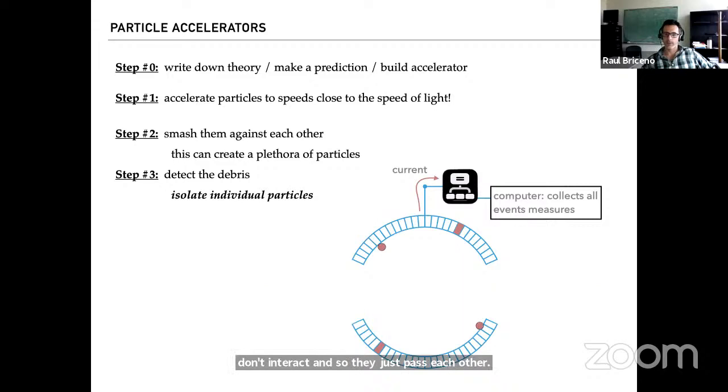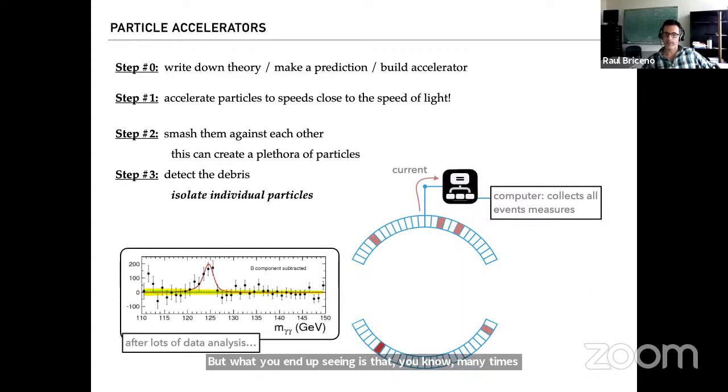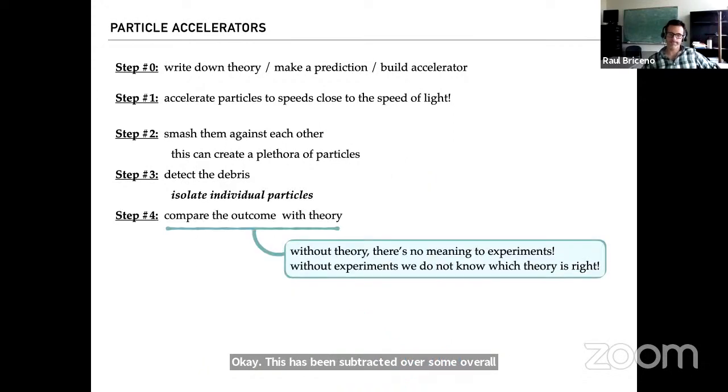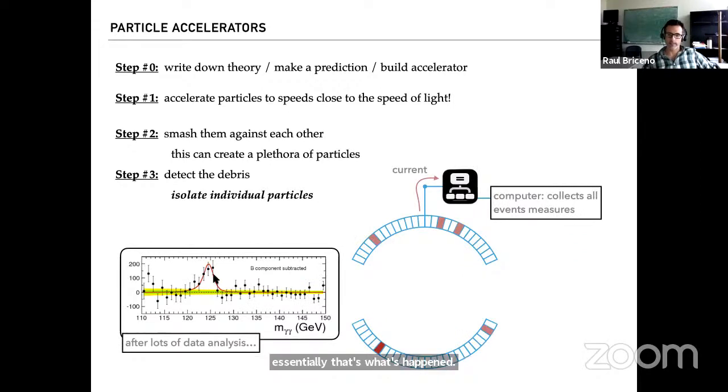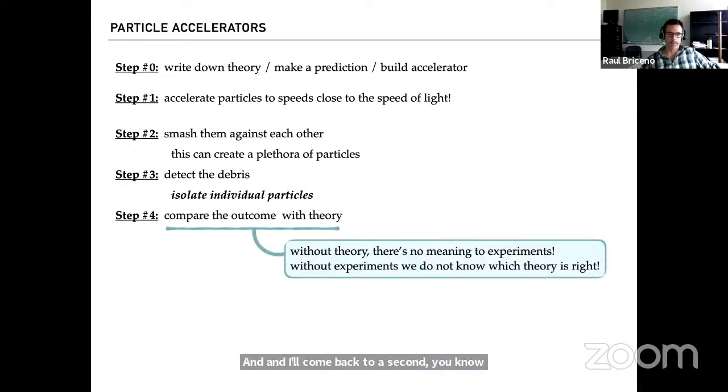But what you end up seeing is that many times you see events, and you see some sort of distribution, right? You start collecting data at different points, and what you're doing is counting the number of events. That's the first approximation. What you're seeing here is just a counting of events, okay? This has been subtracted over some overall number, but essentially that's what's happening. And I'll come back in a second to why there could be a bump.